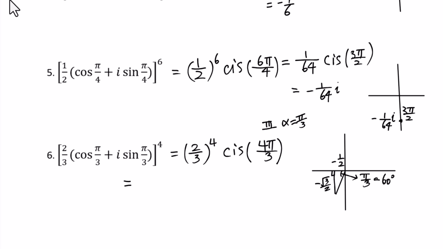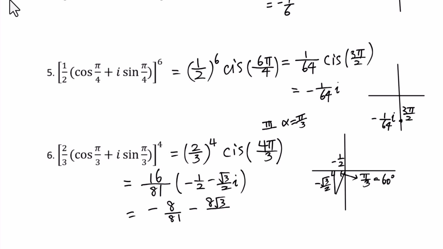Work this out. 2 to the 4th power is 16. 3 to the 4th power is 81. 16 over 81 times (negative 1 over 2 minus square root of 3 over 2 i) equals negative 8 over 81 minus 8 square root of 3 over 81 i.